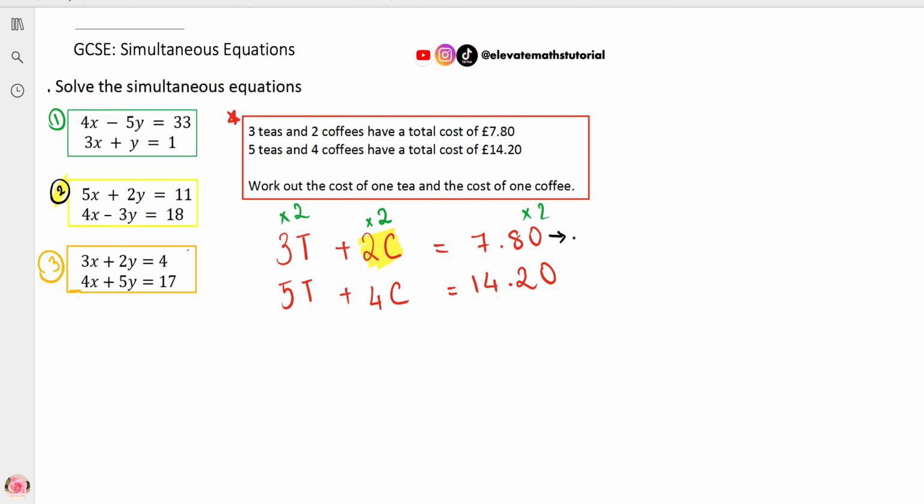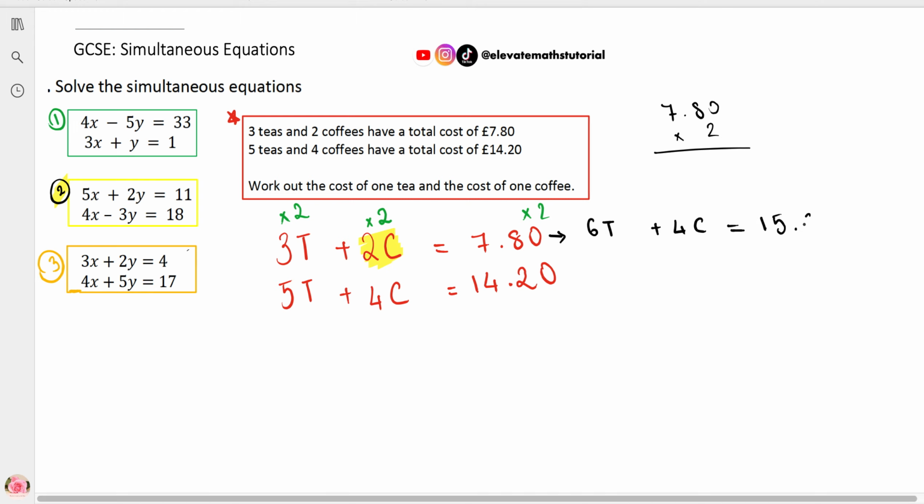So rewrite this equation as 6t plus 4c is equal to, so do write it out. If you are struggling with multiplying, then do write it out and multiply them. The answer here is 1560. You're multiplying by 2, that's 0, and then 6, and then 1, and then 14, and 1, you get 15. So you can multiply it out like that if you're struggling with it, but make sure you are multiplying these correctly.